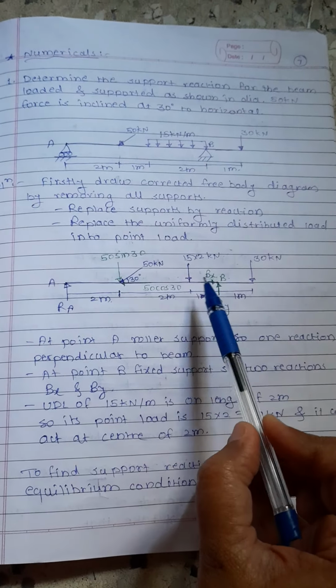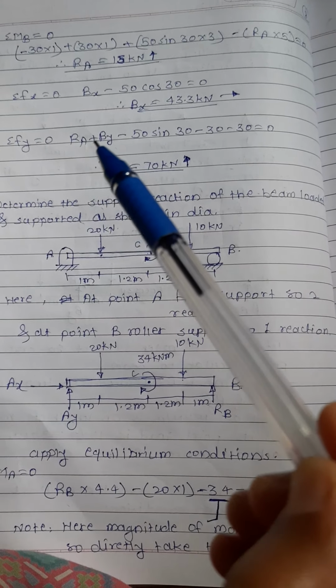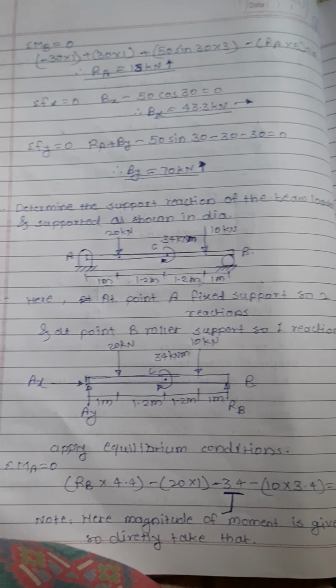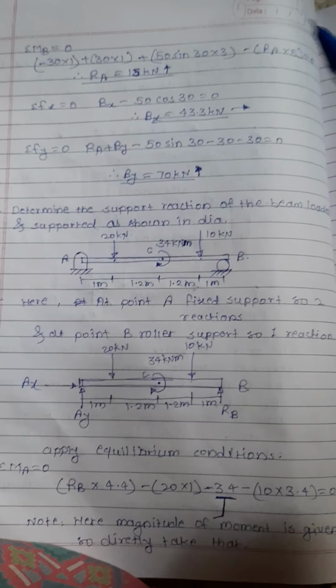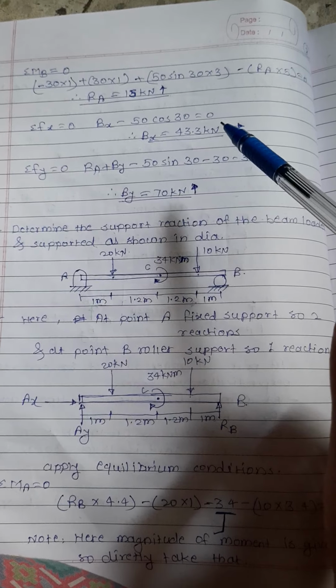The next is summation of forces along y equal to 0. There are a total of 5 forces along y: the reaction at A, the By component, the y component of the 50 kilonewton force, the 30 kilonewton force, and the 30 kilonewton force of the UDL. So by this equation, and by knowing the reaction at A, the only unknown is the y component at B. So By will be equal to 70 kilonewton. So here we got all the answers, that is the reaction at A and the components of the reaction at point B.